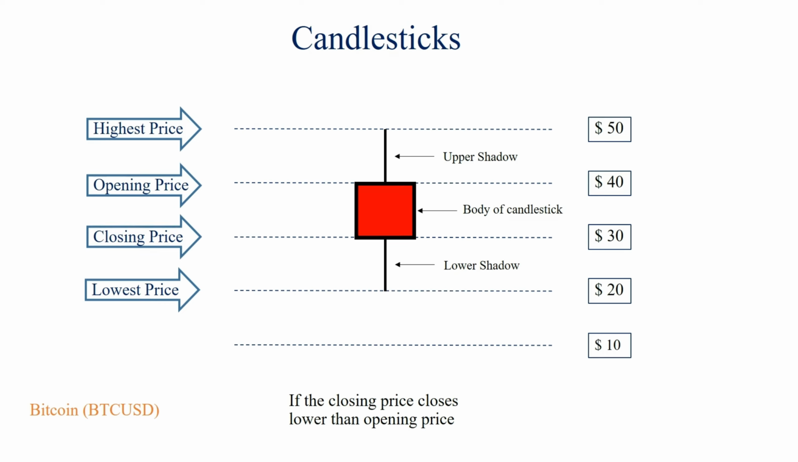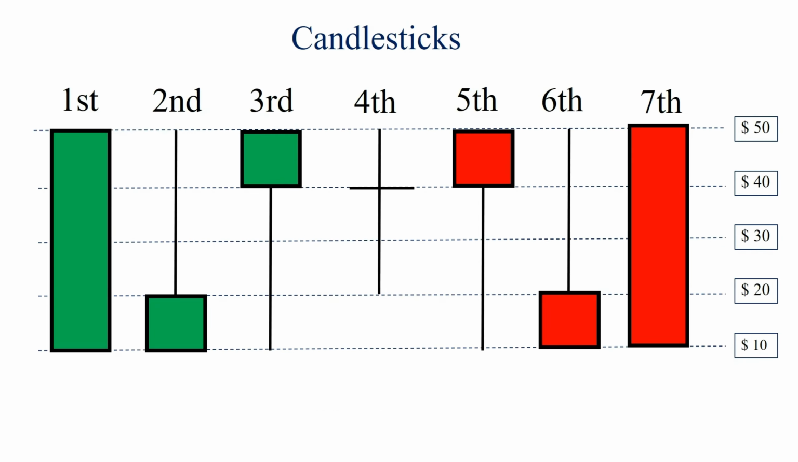And if the body of the candle is red, it means that the closing price is lower than the opening price, and it means that on that given day, sellers were stronger than buyers, and the price was decreasing on that specific day. And also, there are some types of candles.